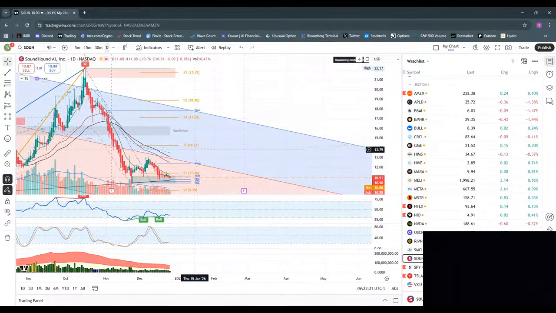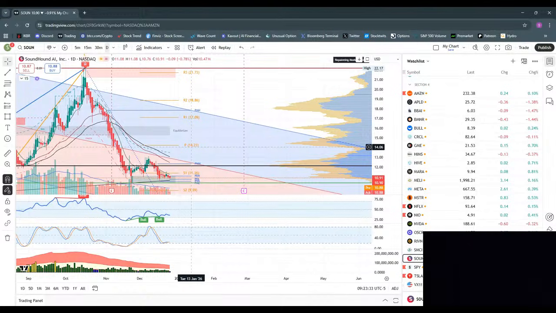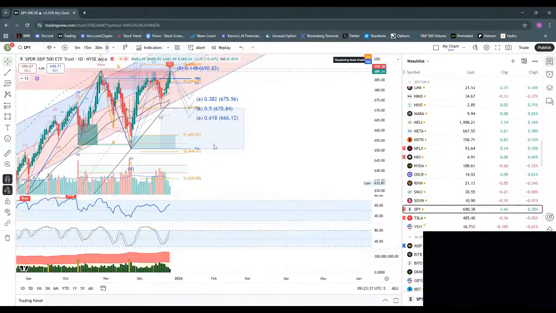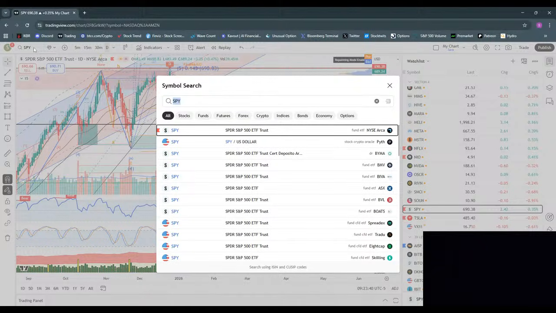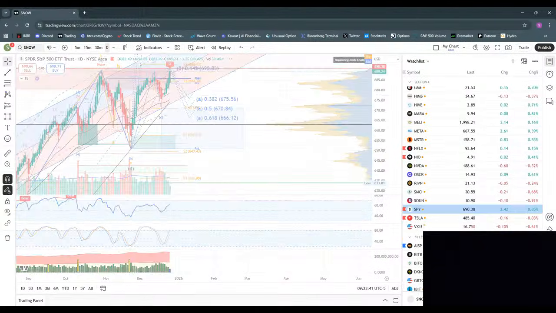SoundHound, we have the short put. Okay, we are holding the short put. We'll continue holding. We are waiting for recovery on this one as well. SPY, I have done. What stock do you want? Snow. All right.